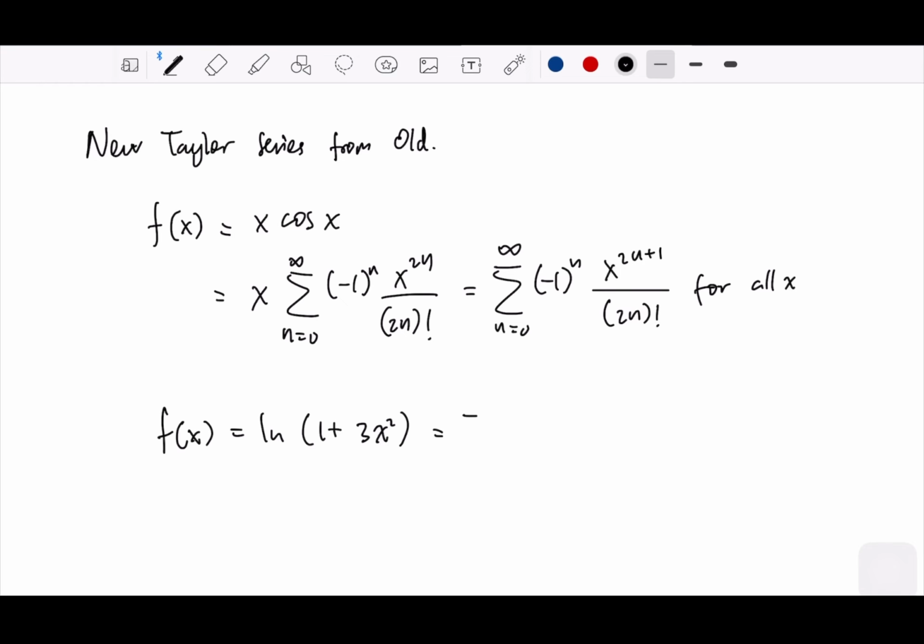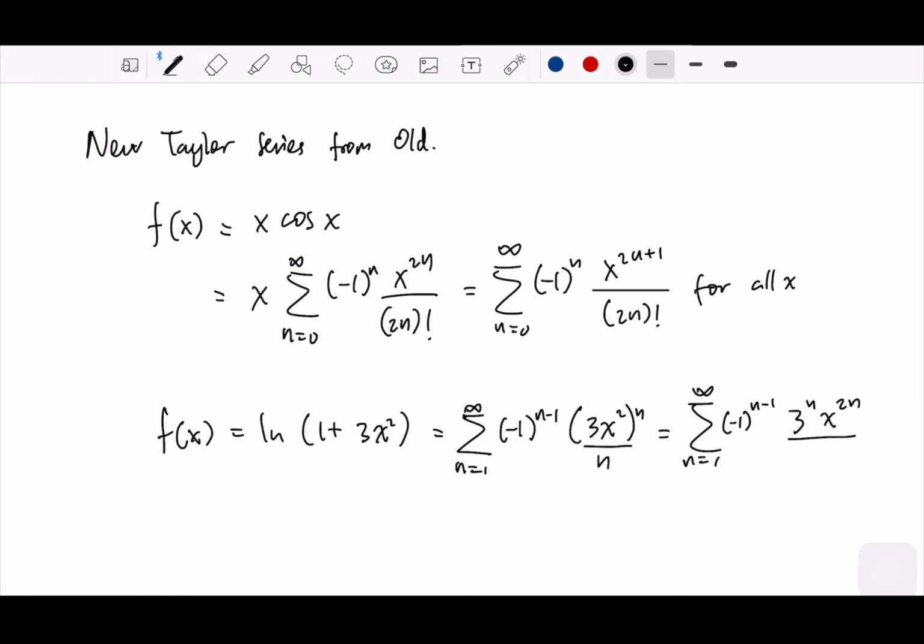So we know that this will be the sum. Usually this is x, but we have 3x squared now, and we can simplify it more. And this is our new series.